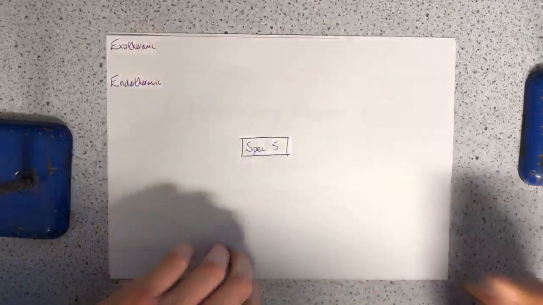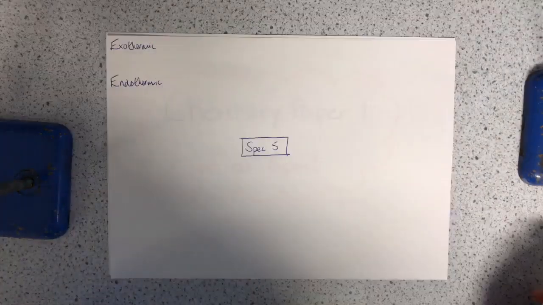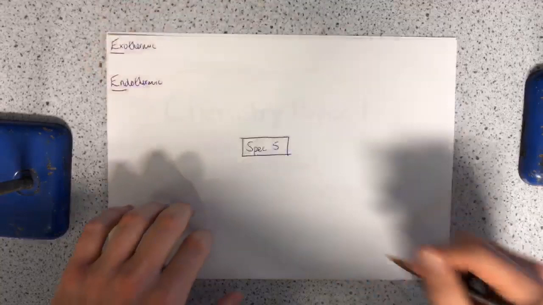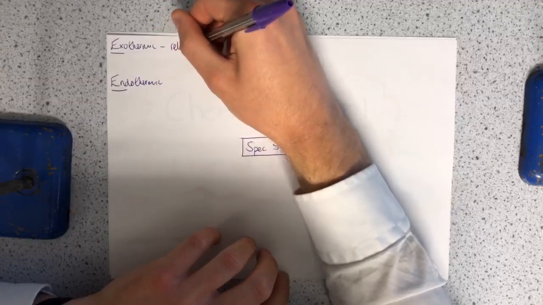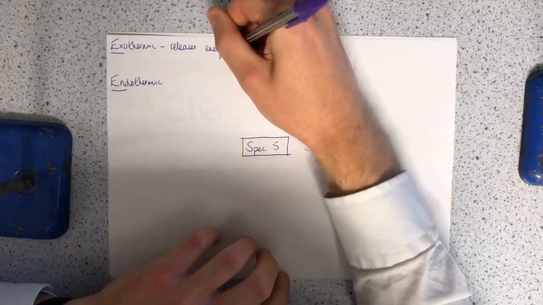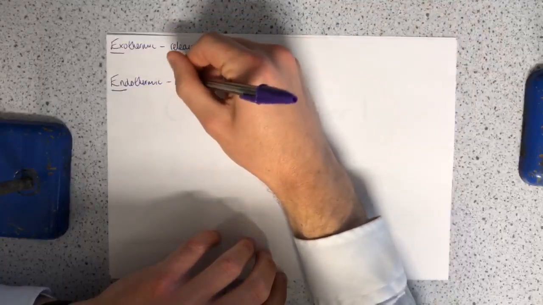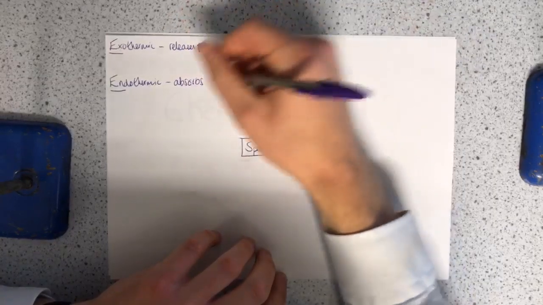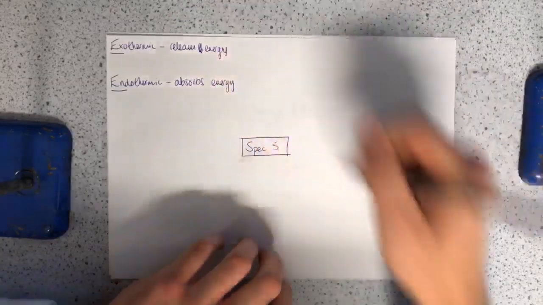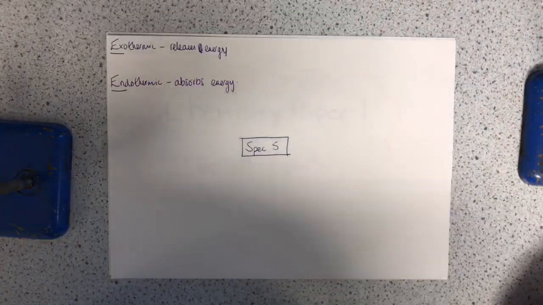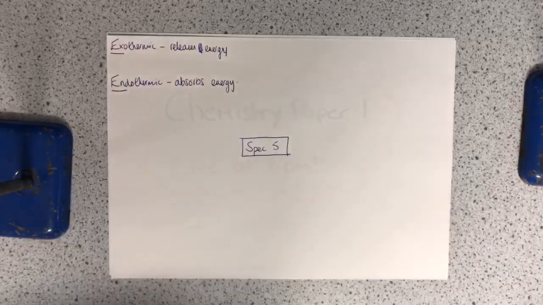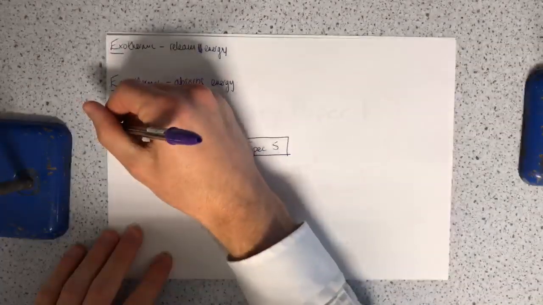Now, in terms of how to remember what the definition is for each of these, if you remember, energy exits in an exothermic reaction and energy enters in an endothermic reaction, then you can't go wrong, really. But exothermic releases energy to the surroundings. Endothermic absorbs energy again from the surroundings. So that would be your definition for each one of those. Now, because of those definitions, you're expected to be able to understand some energy level diagrams or energy profile diagrams.